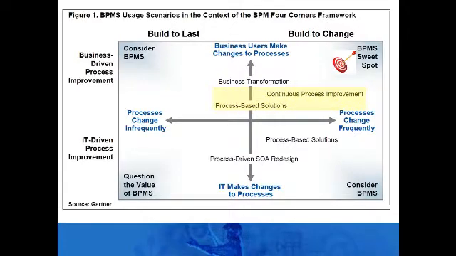Gartner recognized that the BPMS sweet spot is really in the top right of this diagram. So we're looking at processes that change frequently, and it's the business users that make the changes to the processes. Using a tool like Sequence on SharePoint, you can really empower the business users to make those changes, to look at the process flow either within Visio or within Sequence itself, and look at how those changes to that process will actually affect the business.